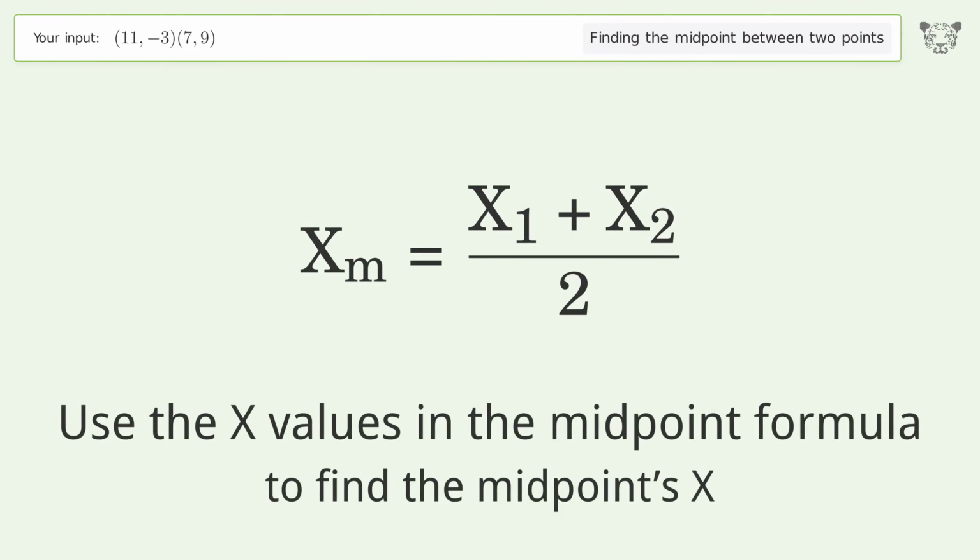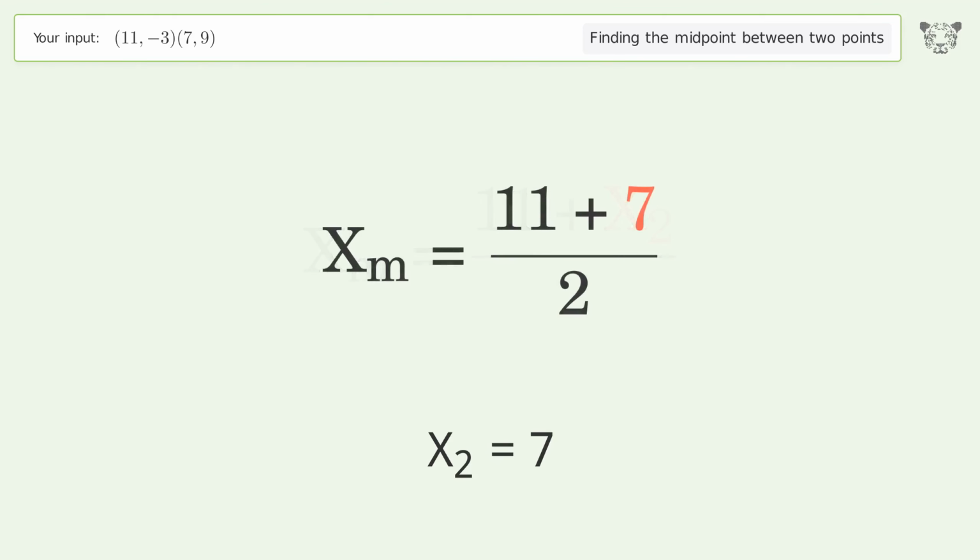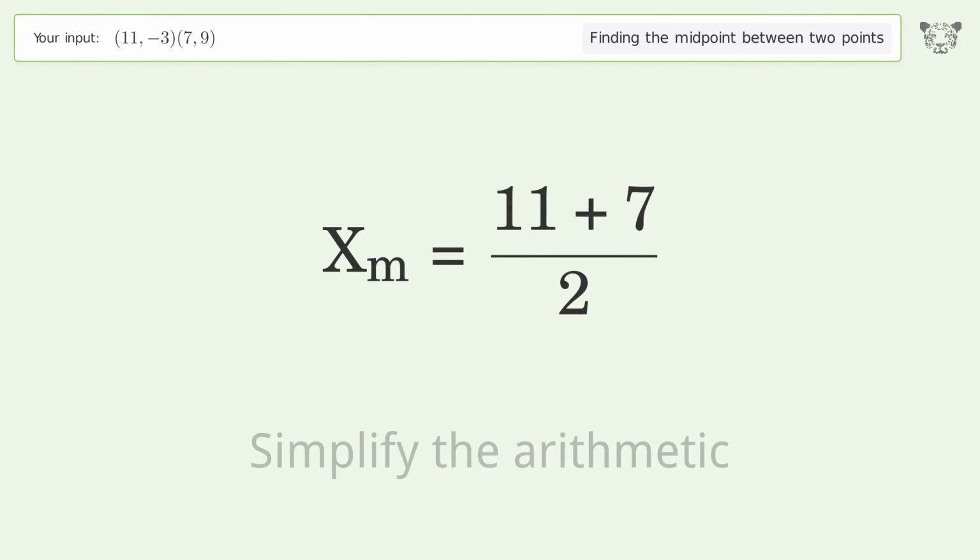Use the x values in the midpoint formula to find the midpoint's x. x1 equals 11. x2 equals 7. Simplify the arithmetic.